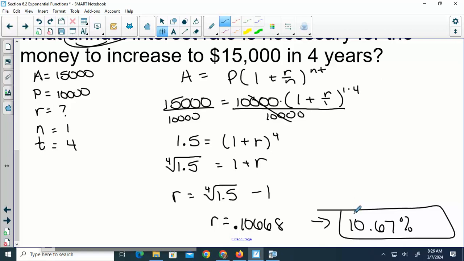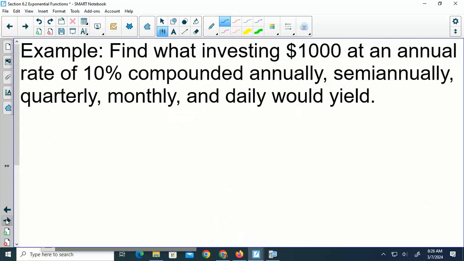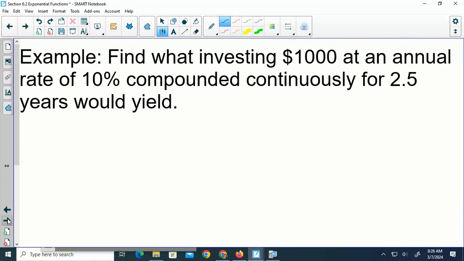In general, the more often you compound, what's going to happen to your interest? Is it getting higher or lower? Higher. The more you compound, the more interest you earn. Okay, so I'm actually going to skip the next example. I'm going to go to this one.